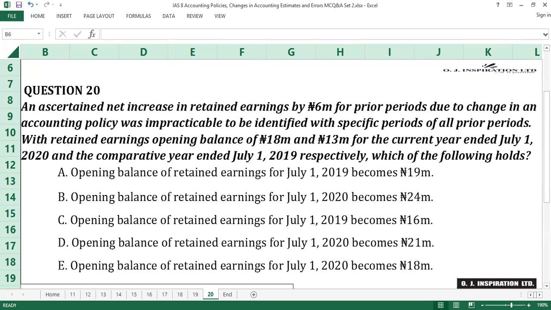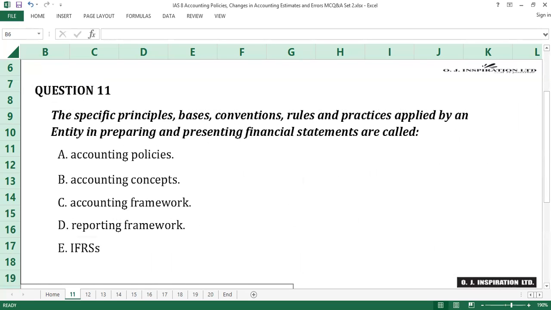Time up. We proceed to review the answers. Question number 11. The answer to question number 11 is A, accounting policies. IAS defines accounting policies as the specific principles, bases, conventions, rules, and practices applied by an entity in preparing and presenting financial statements. A is the answer to question number 11.